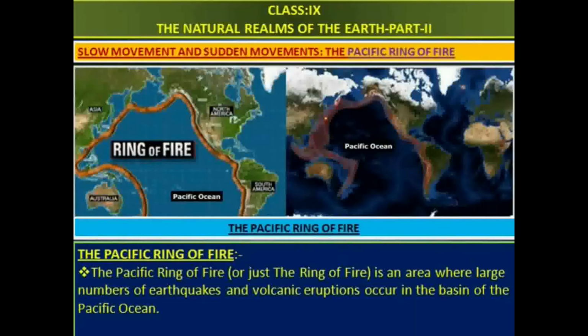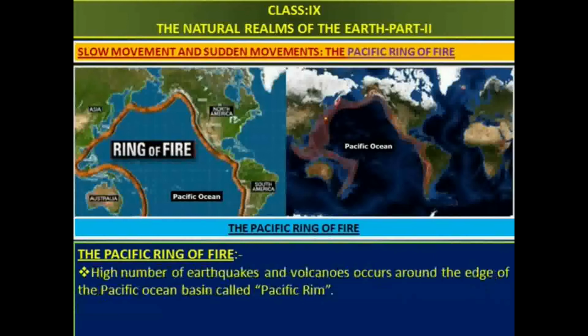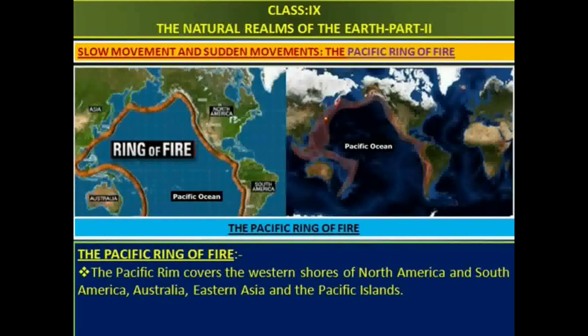Now let us know what the Pacific Ring of Fire is. The Pacific Ring of Fire, or just the Ring of Fire, is an area where large numbers of earthquakes and volcanic eruptions occur in the basin of the Pacific Ocean. A high number of earthquakes and volcanoes occur around the edge of the Pacific Ocean basin called the Pacific Rim. The Pacific Rim covers the western shores of North America and South America, Australia, Eastern Asia, and the Pacific Islands.